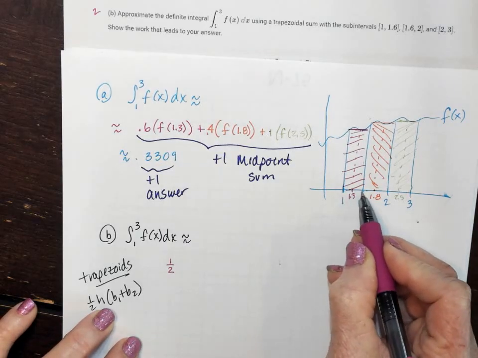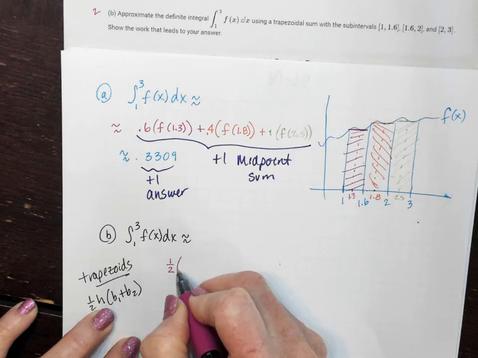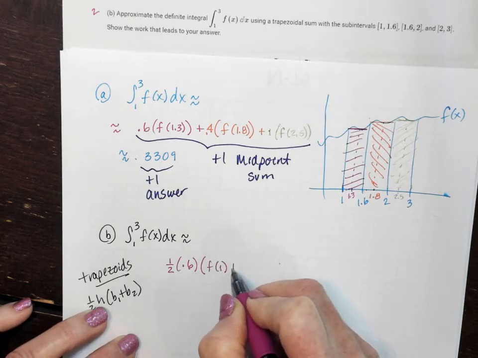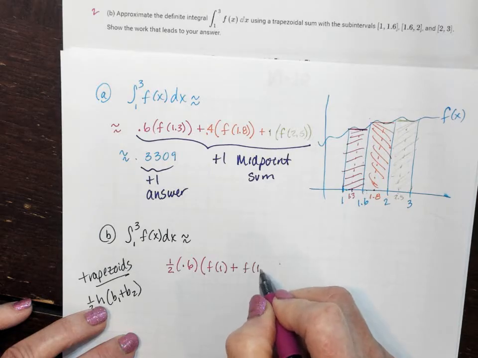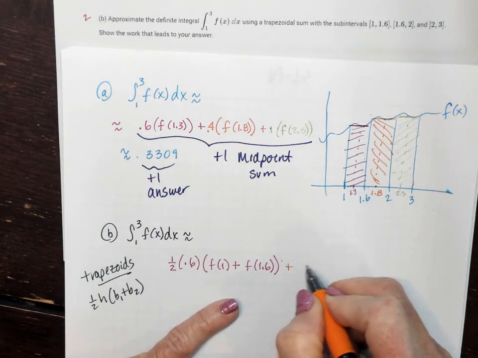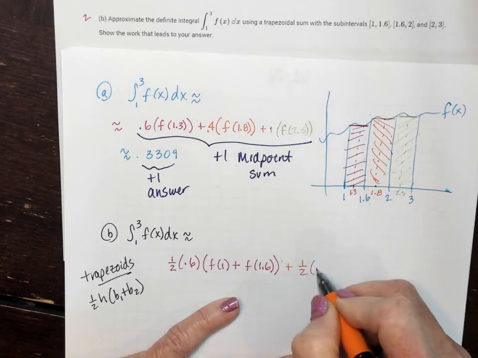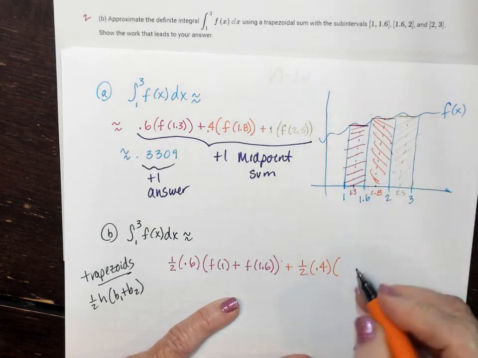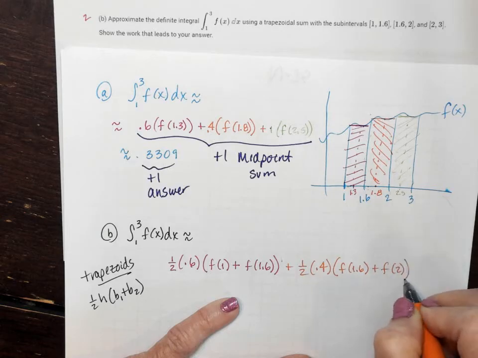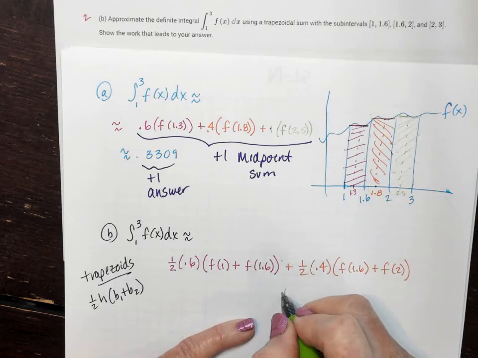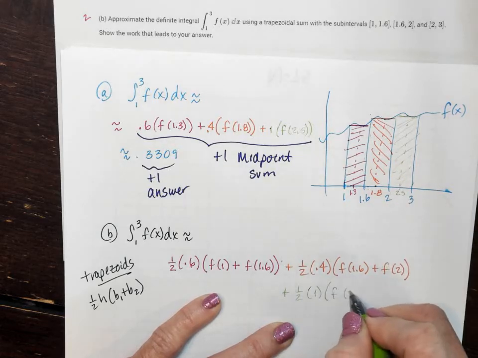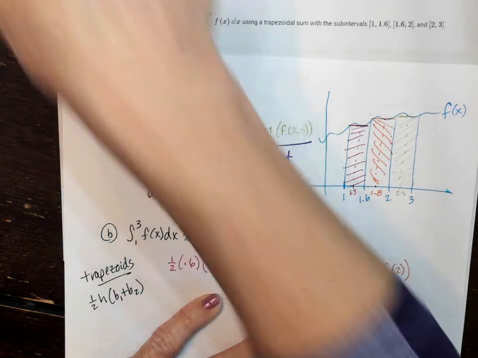All right, so for this first trapezoid, the one in pink, that one's going to be 1/2 height. Okay, the height is the distance in here, so 1/2 of 0.6 times, and then the two bases, so this is going to be f of 1 plus f of 1.6. There's the first trapezoid. Second trapezoid, 1/2 height, its height is 0.4, and then its bases, f of 1.6 plus f of 2. And then our third trapezoid, 1/2 height, so 1/2 times 1 times its bases, f of 2 plus f of 3.